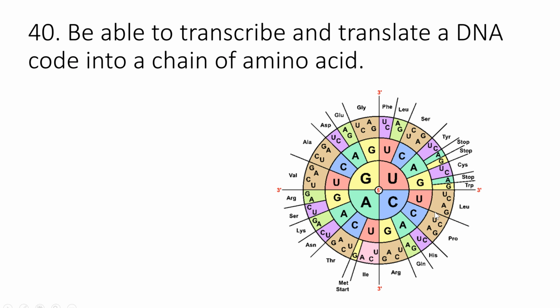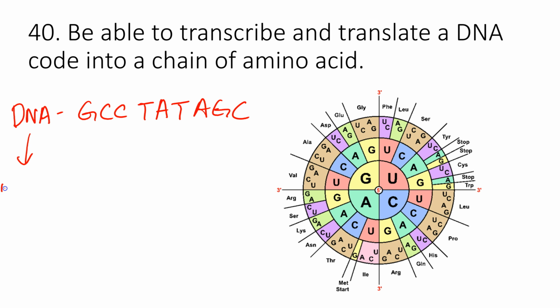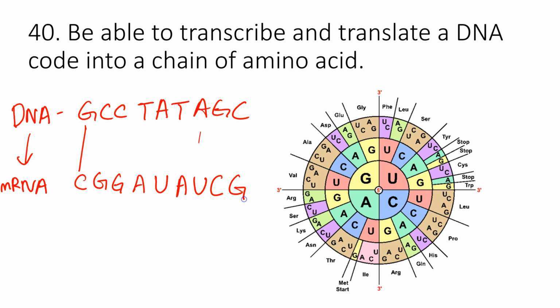And be able to transcribe and translate a DNA code into a chain of amino acids. So let's say if your DNA is GCC-TAT-AGC. So you need to start doing the process of transcription, basically making an mRNA. G will have to pair with C, C will pair with G, C will pair with G, T, A pairs with U instead of T in the mRNA, T pairs with A, A pairs with U, G pairs with C, C pairs with G. And we need to be able to read mRNA in triplets, 3 codes at the same time.